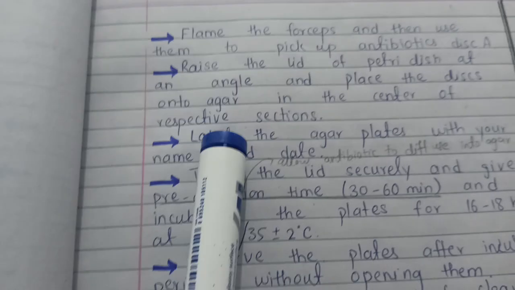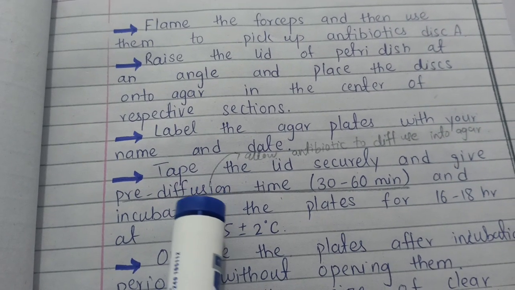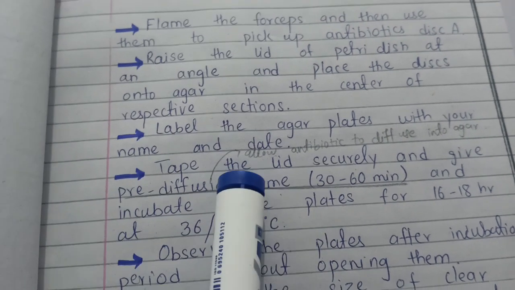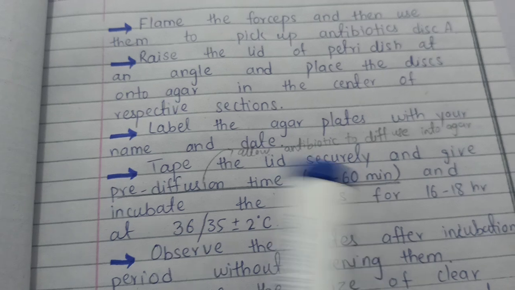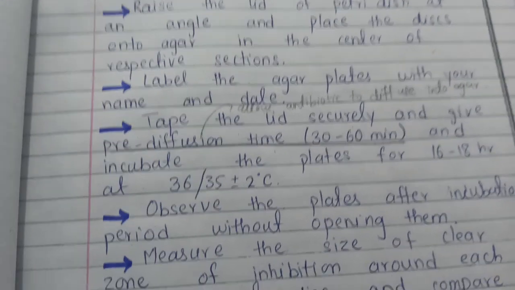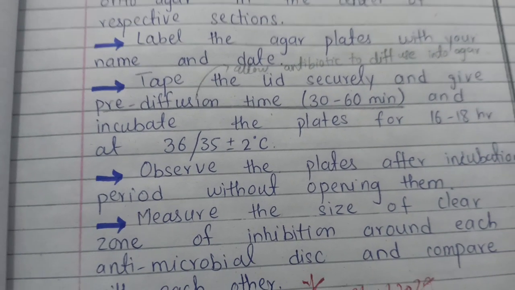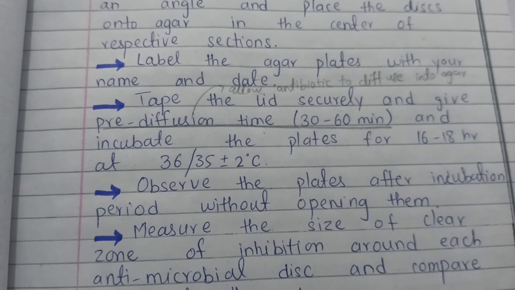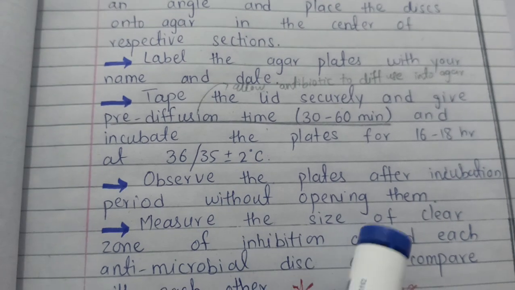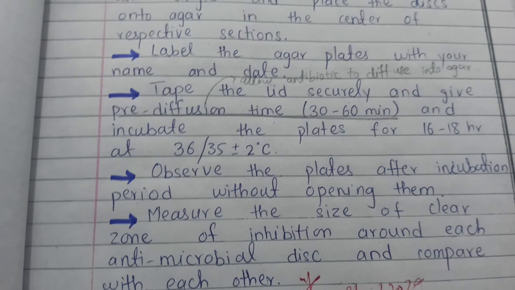After that, you have to label all the agar plates with your name and date, and then give them a pre-diffusion time of about 30 to 60 minutes. Pre-diffusion time is the time that you allow your antibiotics to diffuse completely into the agar media. After that, you incubate it for about 16 to 18 hours at 35 degrees. Then you observe it after the incubation. You measure the zone of inhibition, and then you compare all the antibiotics with each other.